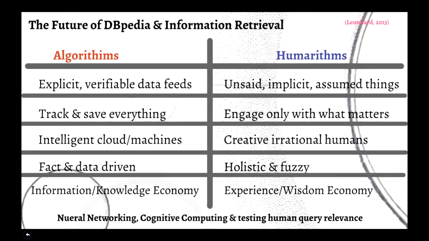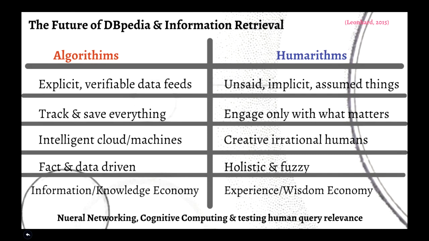So what is the future of DBpedia and information retrieval? I really liked this comparison that was used from an article by Leonard that was written in 2015, and I think it's applicable today. When we look at the semantic web, it is not only a web of data, but it also involves cognitive computing, or the cognitive web, neural networking, which has to do also with machine reading, AI, and how we can connect the human aspect with the machine-readable or computing aspect.